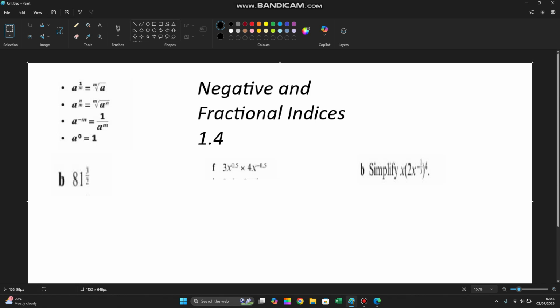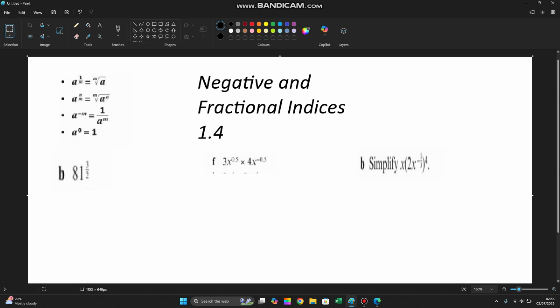The second rule is that a to the n over m, both of them in the power, is equal to the m-th root of a to the n. So basically the n is with a in the root, and then m is on the outside. We'll look at it in a second. A to the minus m is 1 over a to the m, and also a to the 0 equals 1.